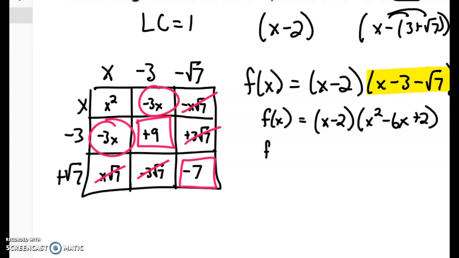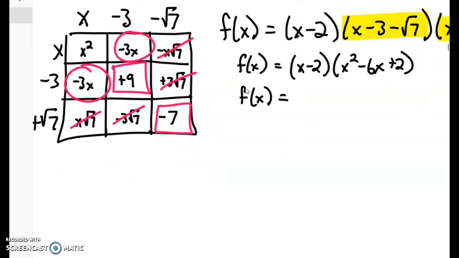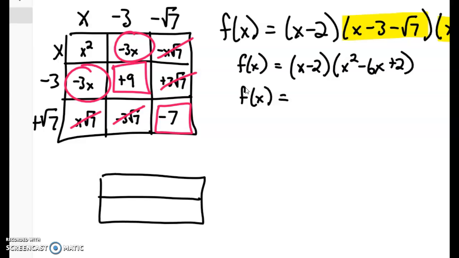Okay, so remember, to get to our final step, we now need to multiply the x minus 2 times our new trinomial x squared minus 6x plus 2. So once again, I'm going to use my area model. It helps me not lose any terms.